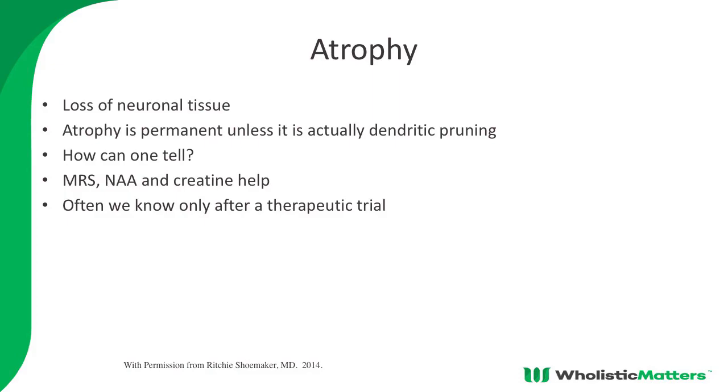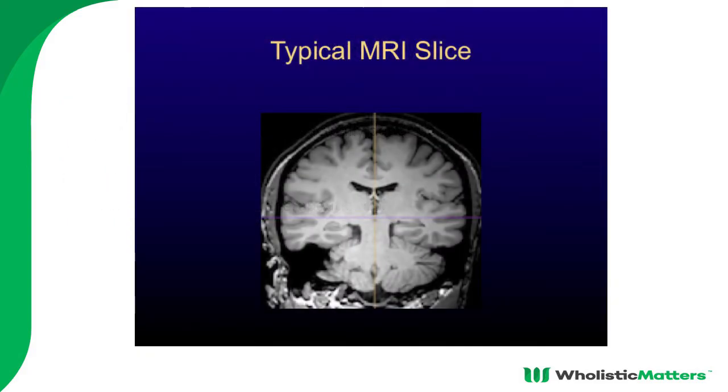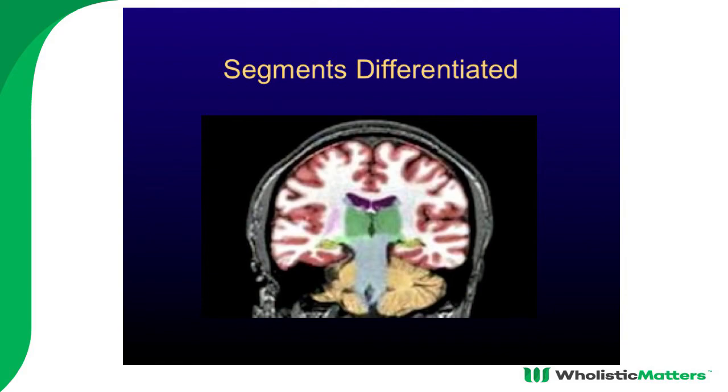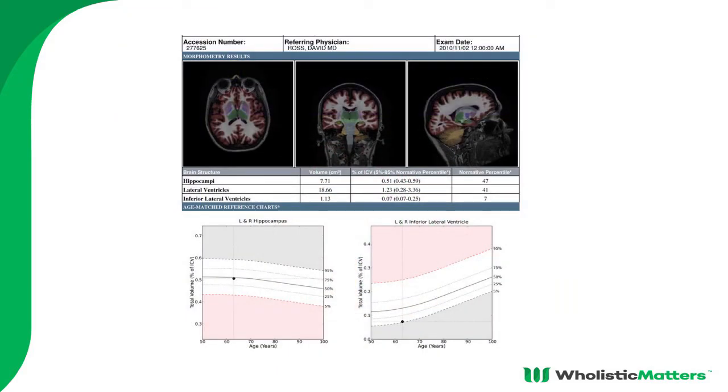Can't tell on the NeuroQuant because it's structural. This is not a functional MRI. So we're not doing SPECT scans or those sorts of things. We actually are looking at volume loss or volume gain from normal. So here's your typical MRI slice. Here's where it's segmented. And then this is the first component of the NeuroQuant report. Of course, they look at the hippocampi because that's involved in memory related to dementia. See how all these things connect to each other?